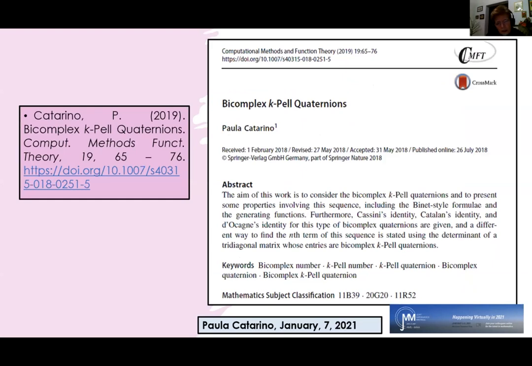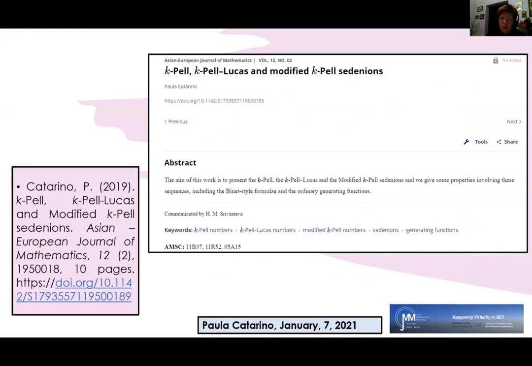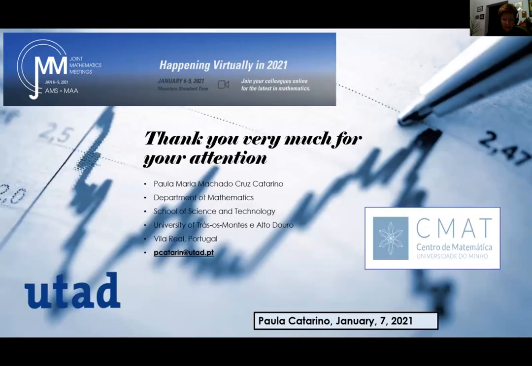In 2019, I also published about B-complex kappa-Pell quaternions. I don't have time to give all these things here. And also the kappa-Pell, Lucas, and modified kappa-Pell sedenions, in this journal.